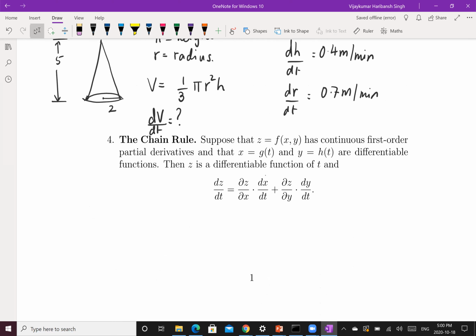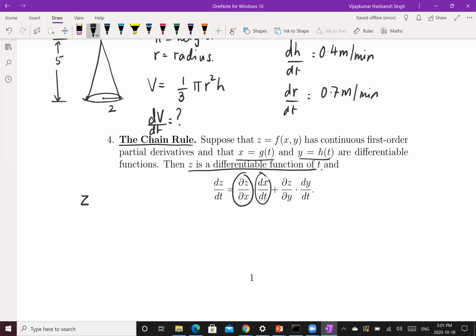So let's start with the following version of the chain rule. Suppose z is a function of x and y. It has continuous first order partial derivatives, and x equals g of t and y equals h of t are differentiable functions. Then z is also a differentiable function of t, and if you want to compute dz by dt, dz by dt is the partial derivative of z with respect to x times dx by dt, plus the partial derivative of z with respect to y times dy by dt. So this is the chain rule for function of two variables.